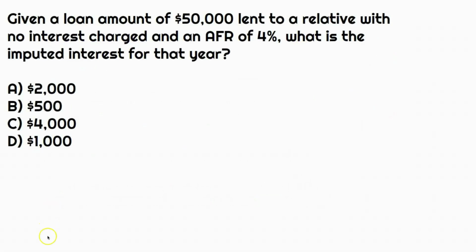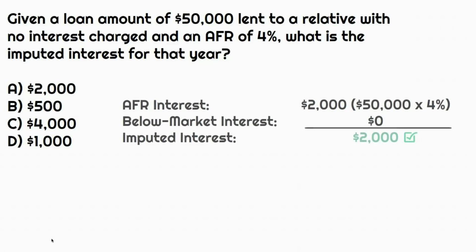Now, we're trying to determine the imputed interest amount. So you're going to want to calculate the interest that would accrue at the applicable federal rate, since no actual interest was charged. All right, so we're going to calculate the interest at the AFR of 4%, which is $50,000 times 0.04. So $2,000 is what our calculation would be, right? Since no interest was actually charged on the loan, then the entire AFR interest amount is the imputed interest. Okay, so the imputed interest for the first year is $2,000.